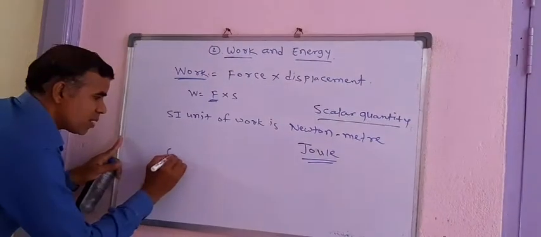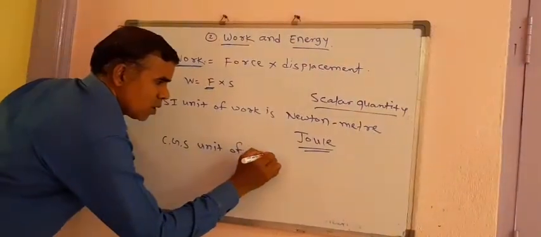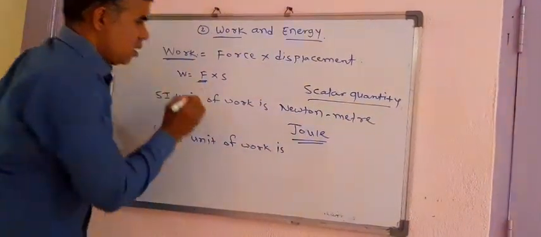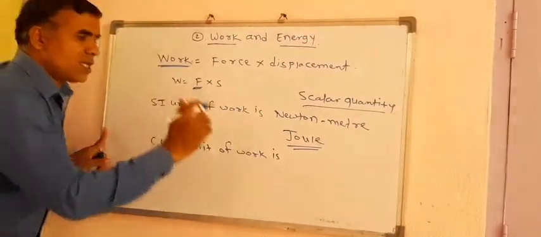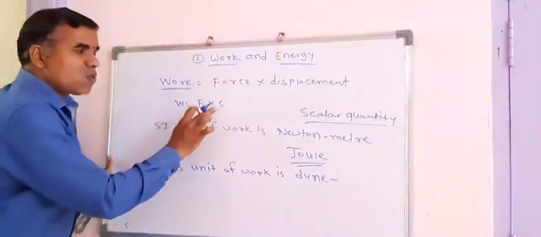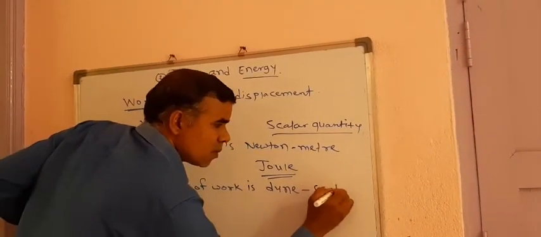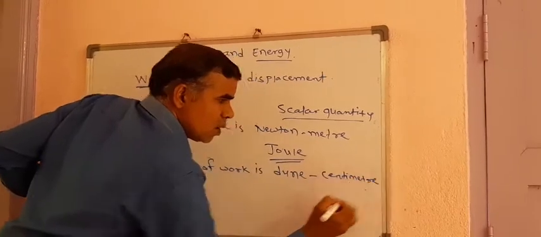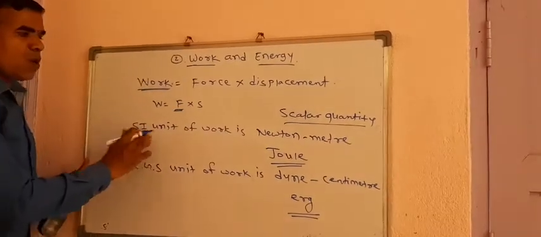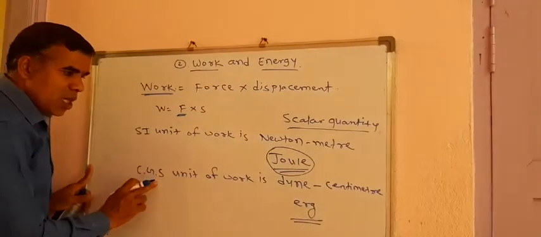Then the CGS unit of work. The CGS unit of force is the dyne, and the CGS unit of displacement is the centimeter, so the CGS unit of work is known as the erg. So the SI unit of work is the joule, and the CGS unit of work is the erg.